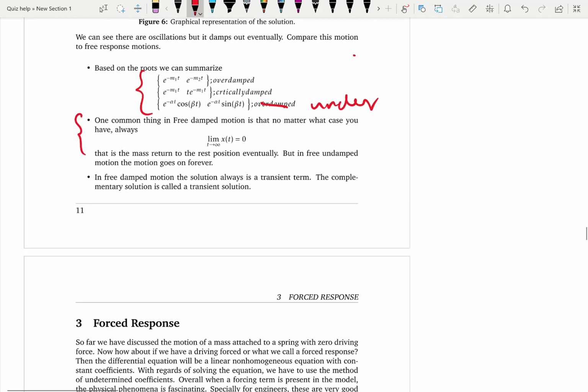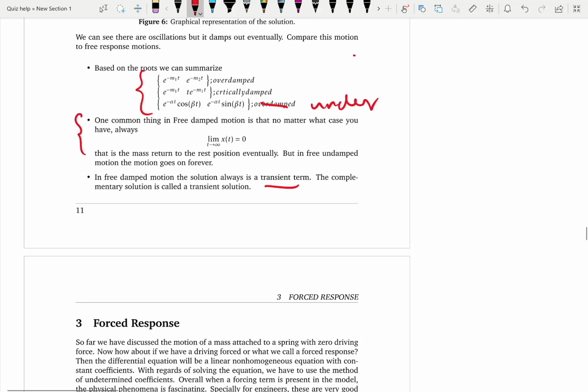In a free damped motion, the solution is always a transient term. It depends on time all the time. All these three types of solutions we call transient solutions. The complementary solution is a transient solution. So that's the summary of what happens when you have damping plus no external force or driving force, the free damped motion.